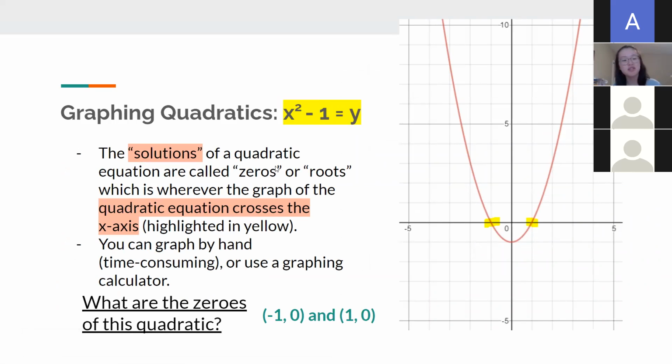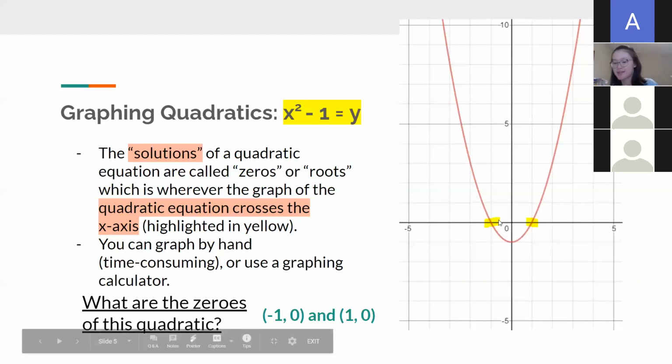So yeah, the solutions to the quadratic are called the zeros or the roots. It's nice to know both terms, just so whenever the question asks you for that answer, you know what they're talking about. And as I already said, it's where the quadratic touches the x-axis. So in this graph, it would be where there's yellow highlight.